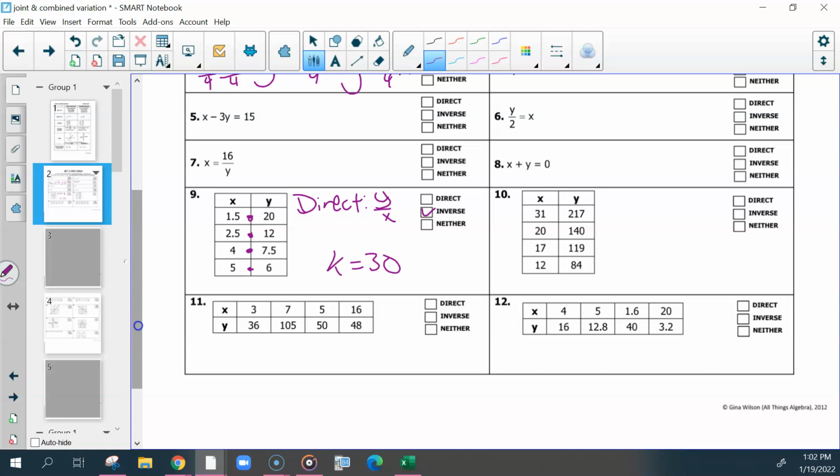Mr. Nova, can you write a pass? Can you write a pass?